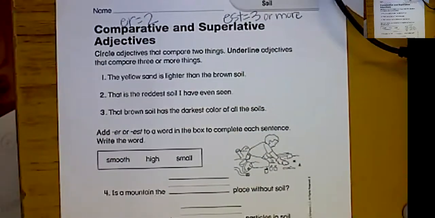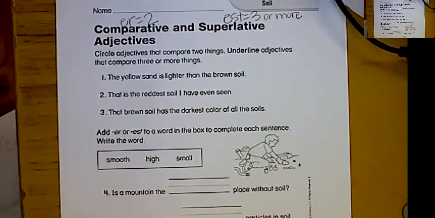So at the top, we're going to circle our adjectives that compare two things, and then we're going to underline our adjectives that compare three or more things. So we're going to circle the ones that compare two things, underline the ones that compare three or more things.